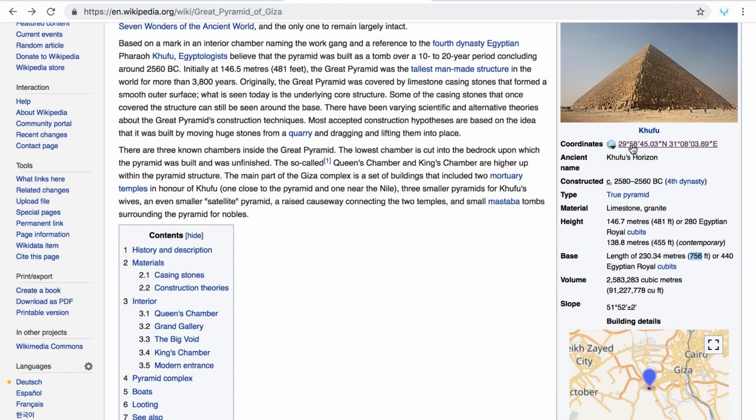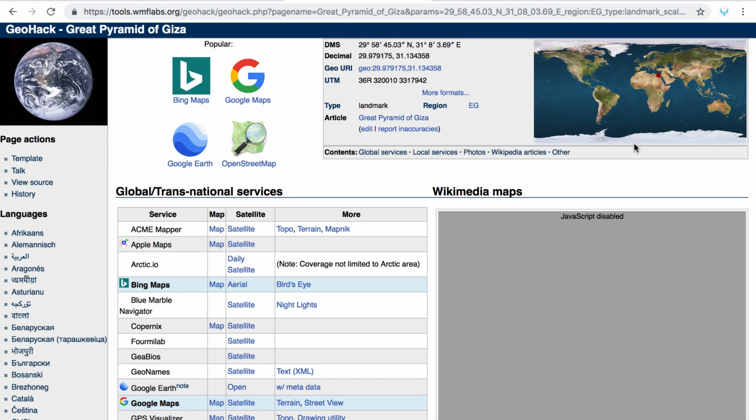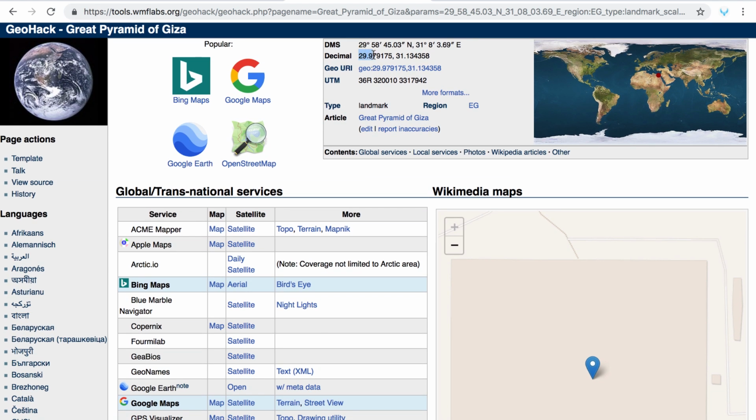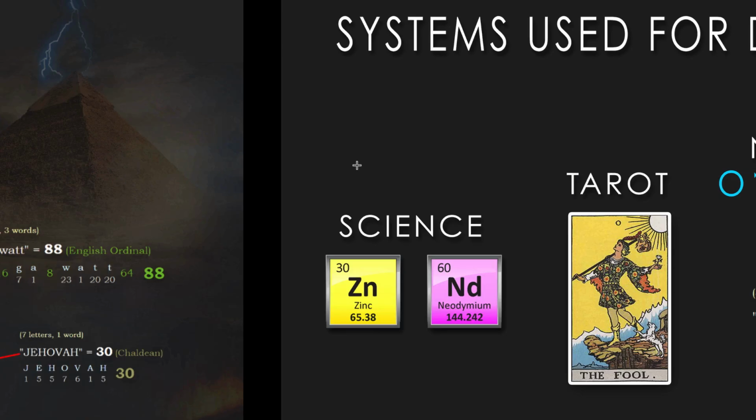The coordinates, again, 29, 31. But you'll notice that when we go to the decimal points, you have 29.97. 29, of course, is 11. 97 is 7. So you have the 11, 7 for the actual coordinates when you break it down. Really, really fascinating.